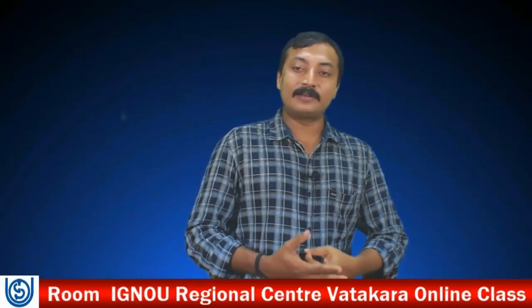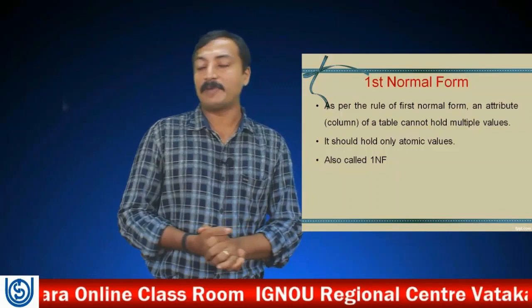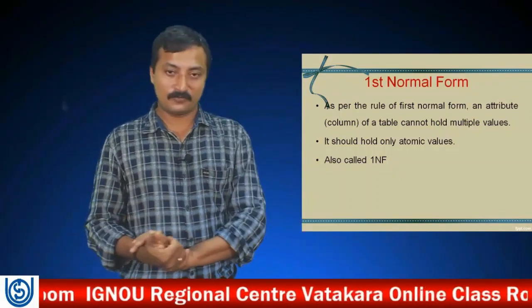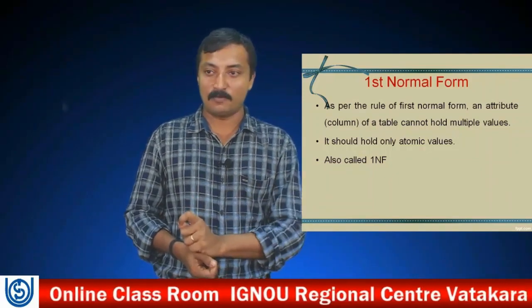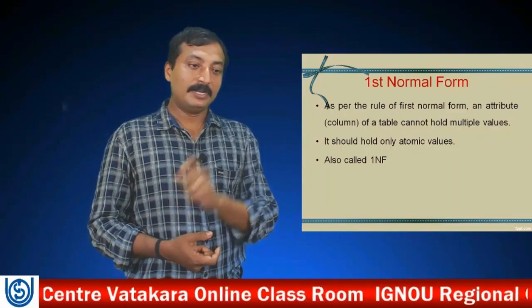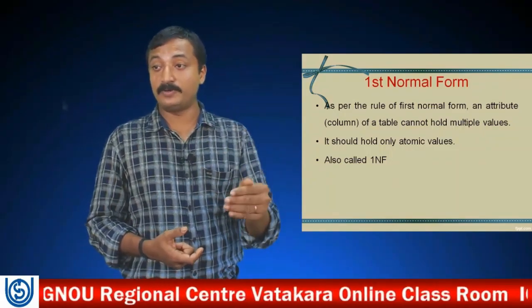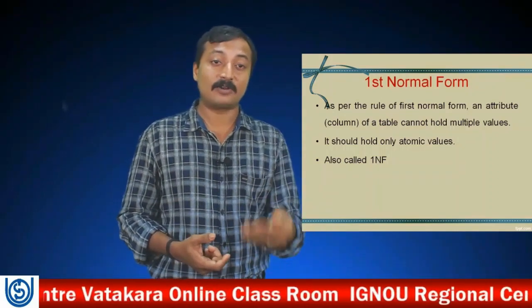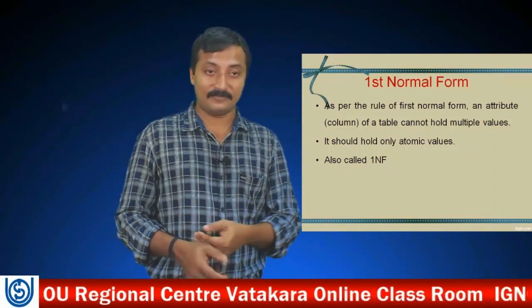Then we can consider the first normal form. How can we convert an unorganized table into a normalized form? The first form is first normal form. As per the rule of first normal form, an attribute of a table cannot hold multiple values. It should hold only atomic values. Tables satisfying these conditions are said to be in first normal form, also called 1NF.